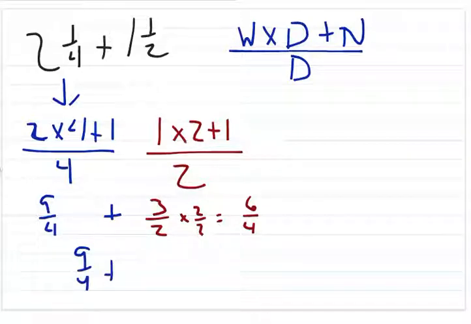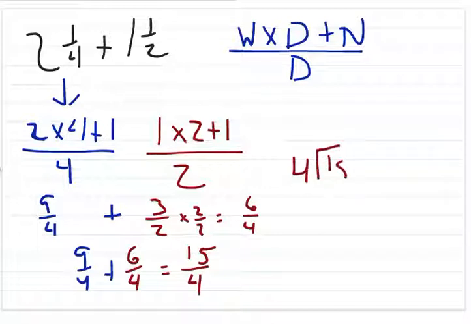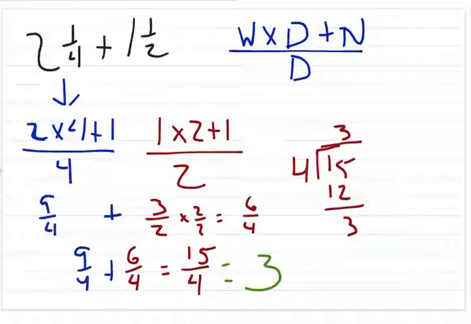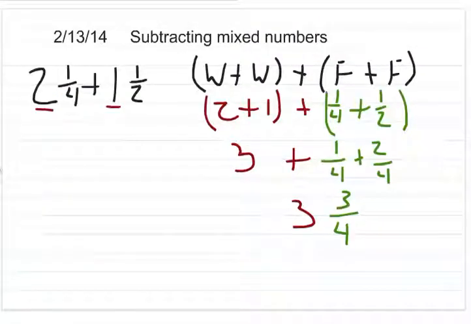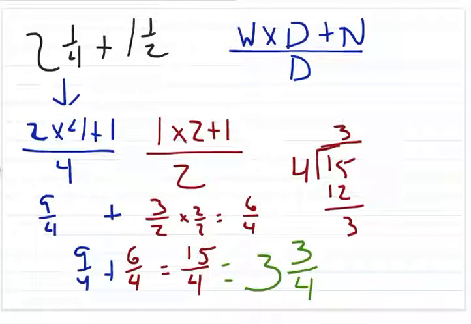So now I know that 9/4 plus 6/4 equals 15/4. Well, then I go back and I say that 4 goes into 15 3 times with 12, 3 left over. So my final answer here is 3 3/4. So again, it's just a matter of your personal preference in doing this. Okay, so let's look back. Did we get 3 3/4 the other way? Yes, we did. So, as we talked about, there's two different ways to do this.